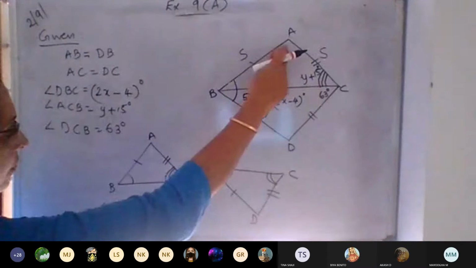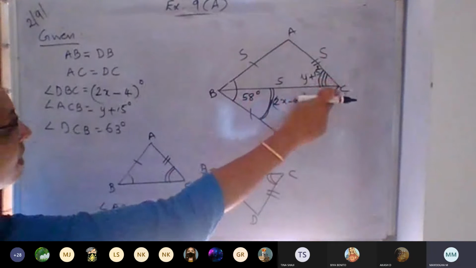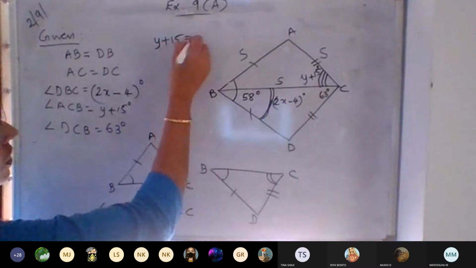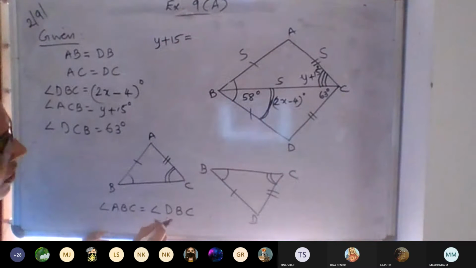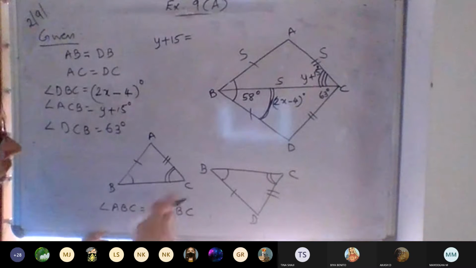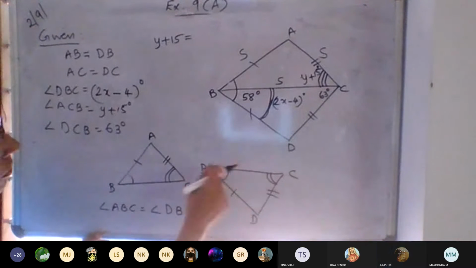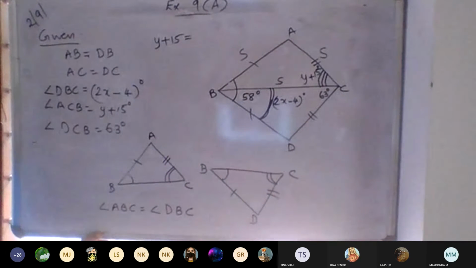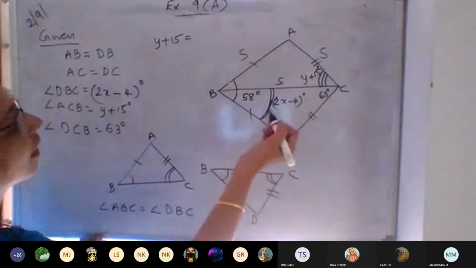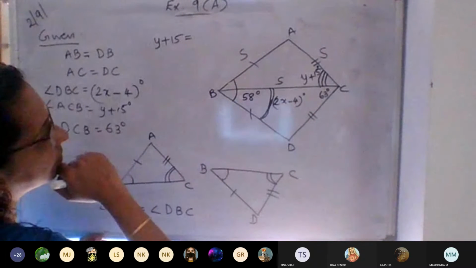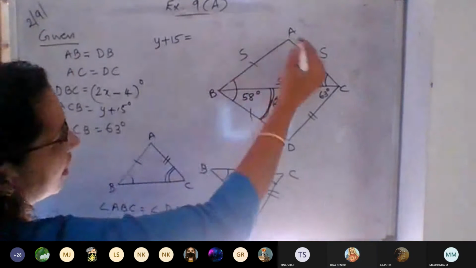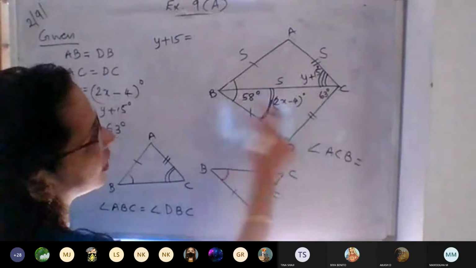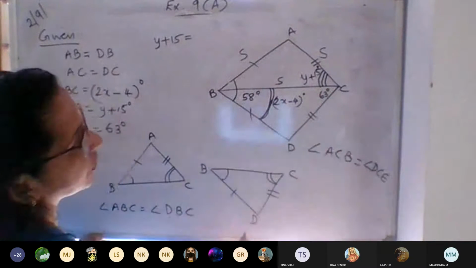So look at this figure. Angle ACB, that is y plus 15, is equal to angle ACB is equal to what? Angle DCB. That is what? It is given there. Tell me. 63 degree. Angle ACB, what you told? Angle ACB is equal to what? Angle DCB, isn't it?